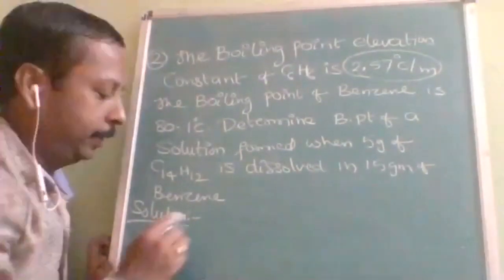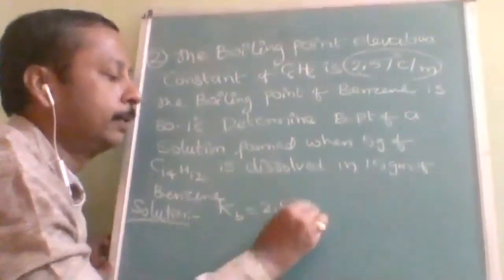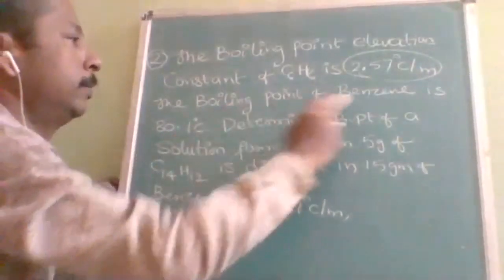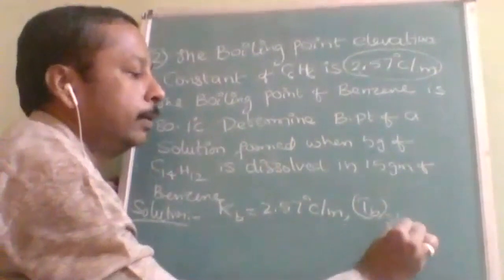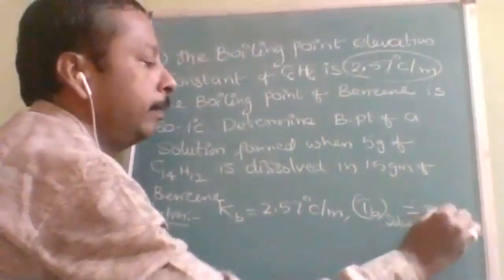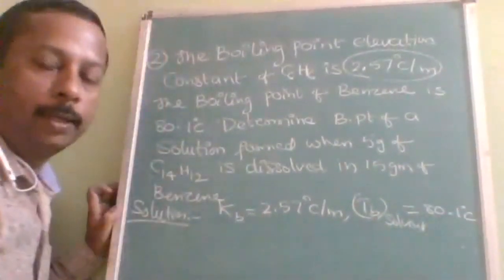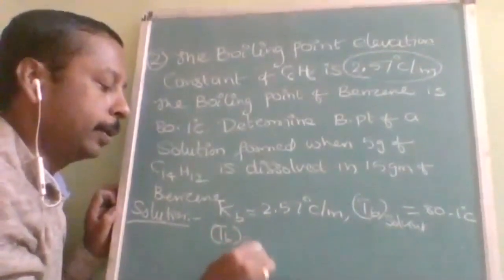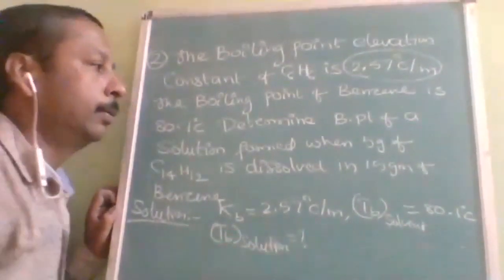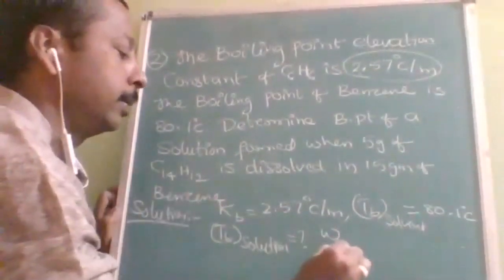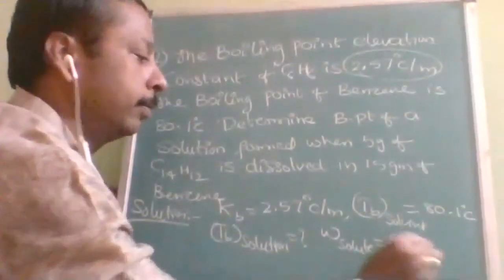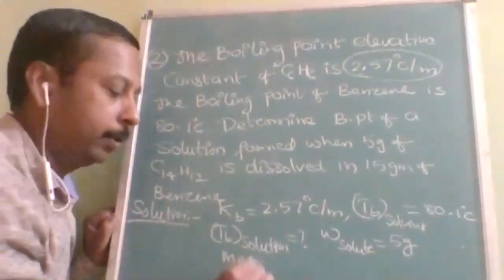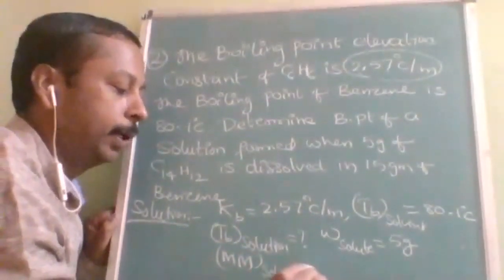Now see, Kb is equal to 2.57 degrees Celsius per molality. Kb is given. Then 80.1 C is the boiling point of the solvent, so Tb solvent is equal to 80.1 degrees Celsius. Then determine the boiling point of solution, that means Tb solution is equal to question mark. When 5 grams of this, that means W solute is equal to 5 grams. Like that you should go through the question and try to identify. With this, can you find the molecular mass? Yes, you should know the molecular mass of the solute.